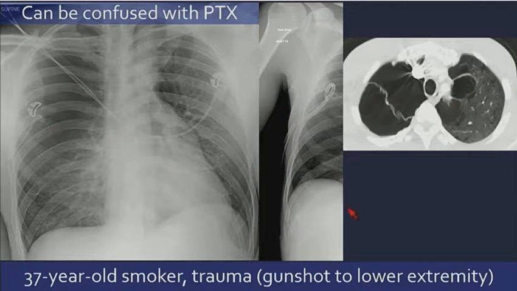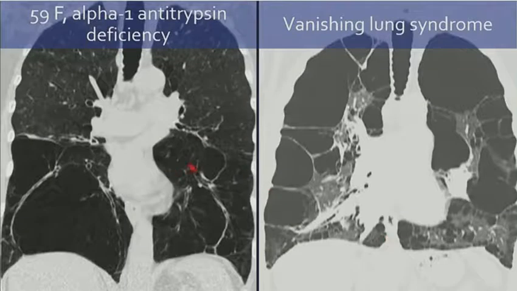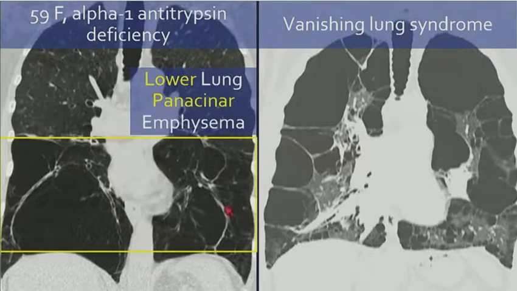So in cases like this, you have to be careful not to confuse this with pneumothoraces, and prior imaging can be very, very helpful. This patient developed a persistent air leak, and that was a bad sort of outcome. So differential here includes things like alpha-1 antitrypsin deficiency, but keep in mind that this is a lower lobe process with pan-acinar emphysema.